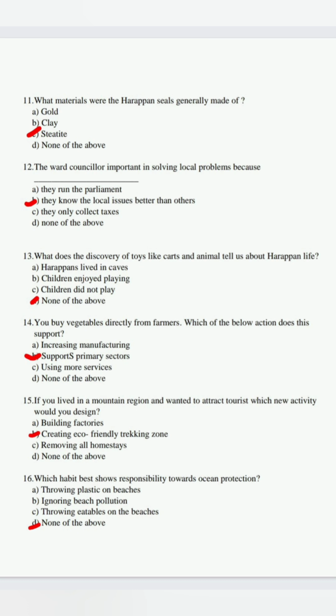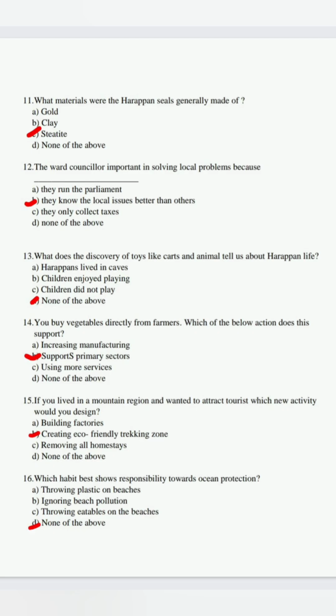Question number 15. If you live in a mountain region and wanted to attract tourists, which new activity would you design? Options are A. Building factories. B. Creating eco-friendly trekking zone. C. Removing all homestays. D. None of the above. And the correct option is option B. Creating eco-friendly trekking zone.